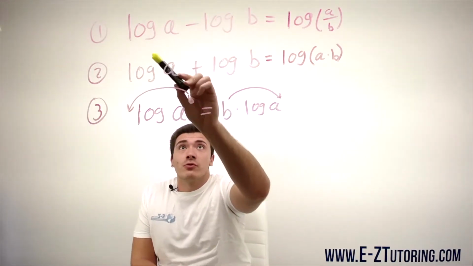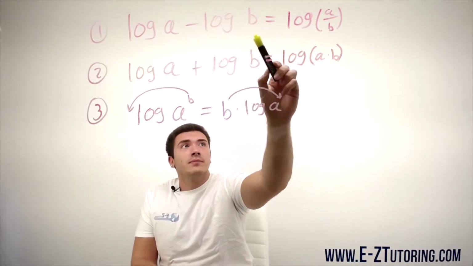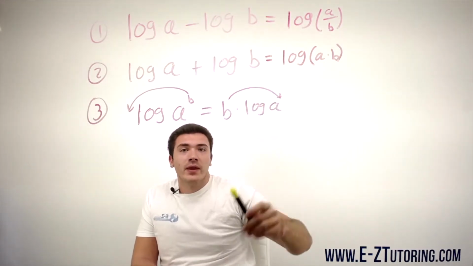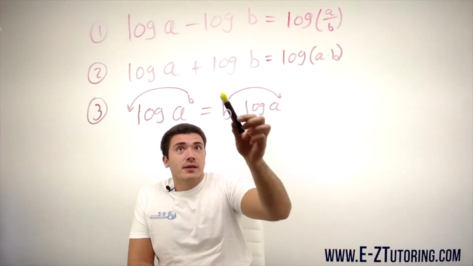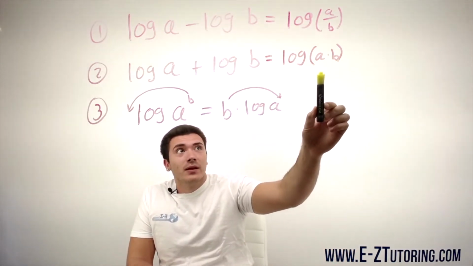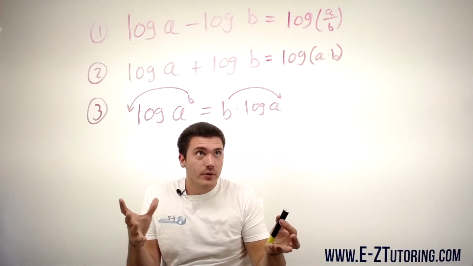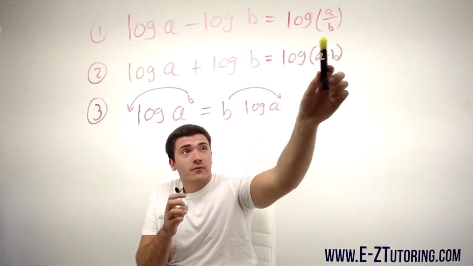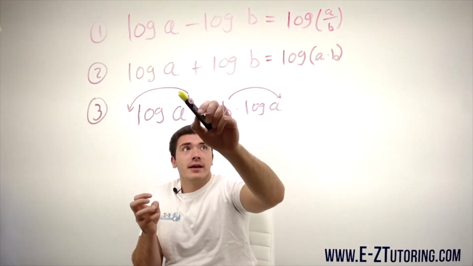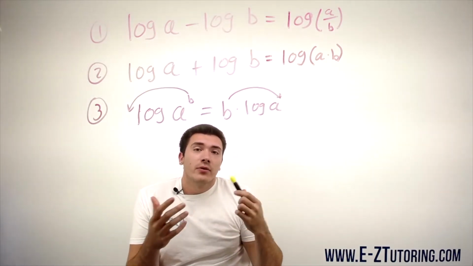If you are subtracting two logarithms, you simply take the numbers inside the logarithm and you divide them. And similarly, if you are adding logarithms, you multiply them. Now in this case, since we are going to be expanding a logarithm, we're going to be going from this side to this side and from here to here. Now there is one last rule.